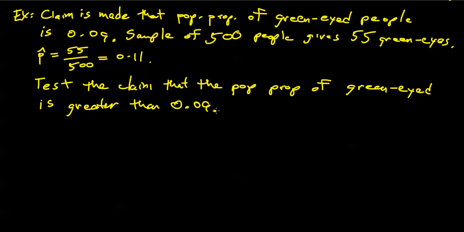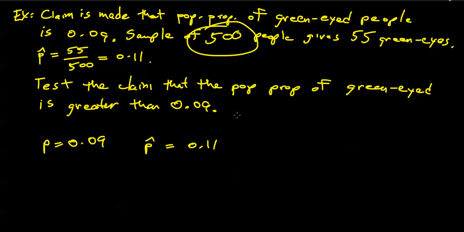Okay? So in wide strokes, somebody makes this claim that little p equals 0.09. We take a sample of 500. We get a sample proportion of 0.11. And we're going to test this null claim, this original claim, that little p equals 0.09 based on data from the sample proportion.